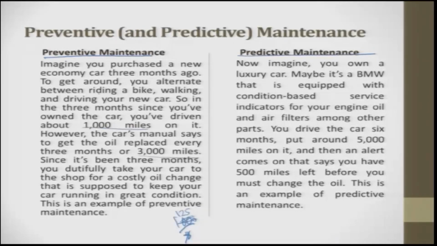Now the company, by taking data from so many people and knowing the performance of the engine and all, says please replace the oil within the first 3 months. Since it has been 3 months, you dutifully take your car to the shop for a costly oil change that is supposed to keep your car running in great condition. This is an example of preventive maintenance. Understood?